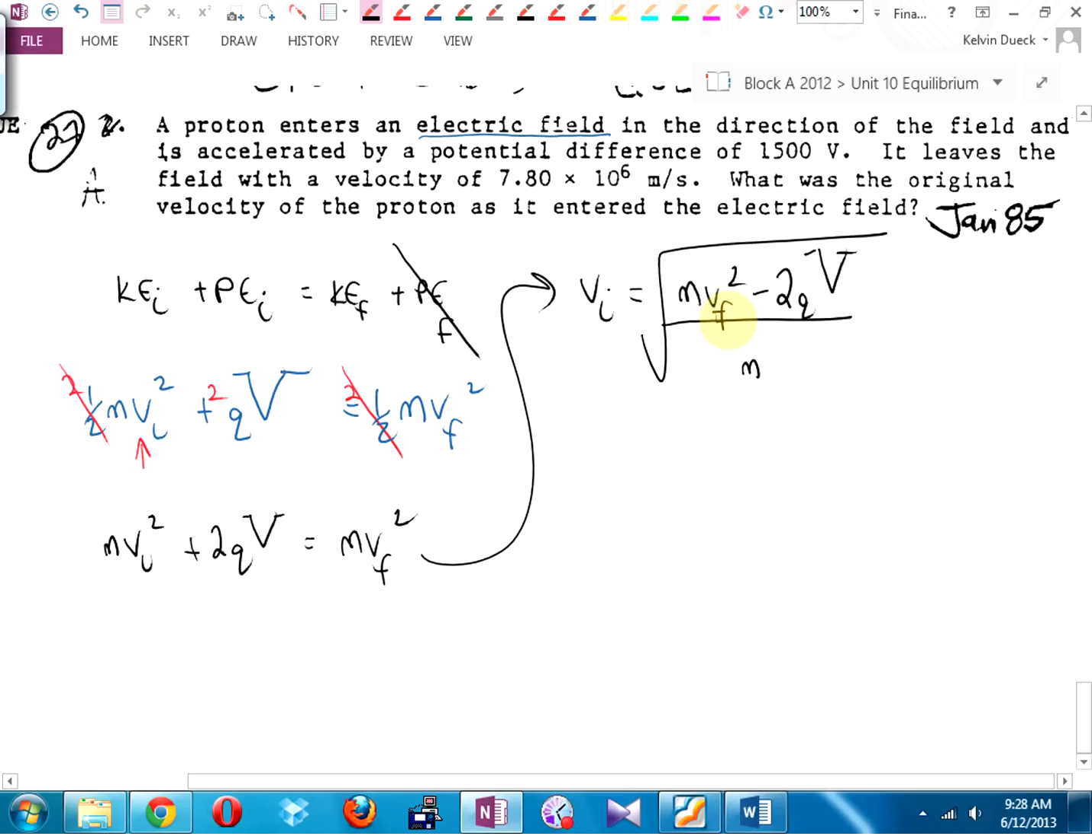They didn't tell me the mass. It's a proton! Okay, so you know it. V final, they gave me. Q, it's a proton, 1.6 times 10 to the negative 19. Big V voltage, potential difference, 1500 volts.